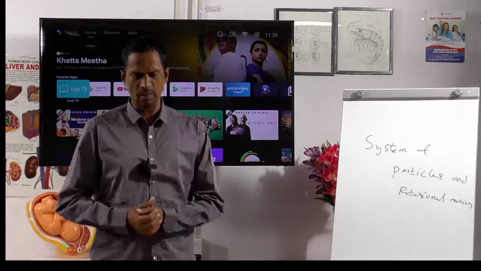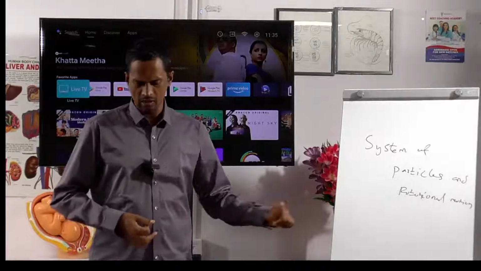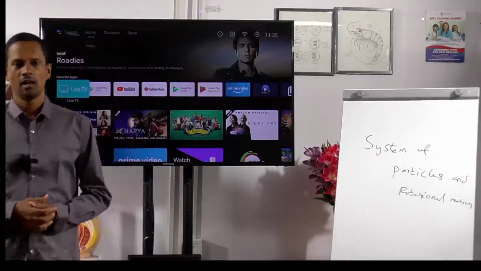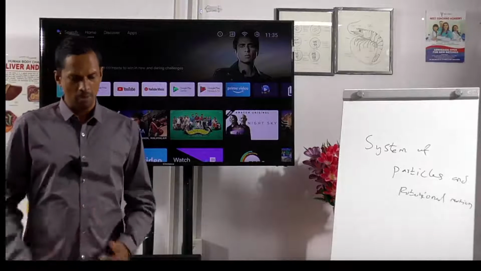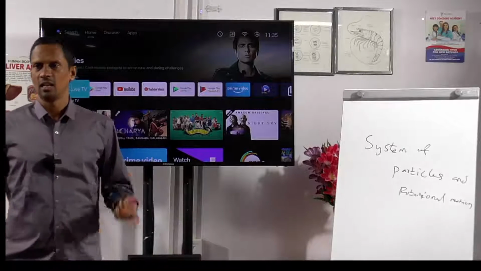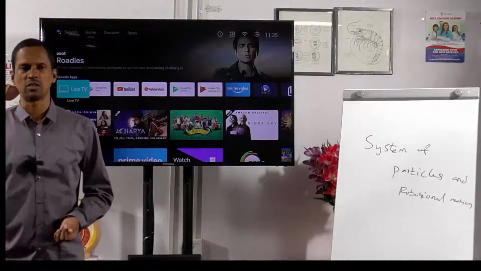Then linear momentum. Linear momentum is equal to mass into velocity. Okay, at least you tell this. Mass into velocity. Now I am coming here. Now it is rotational motion. What is it now?